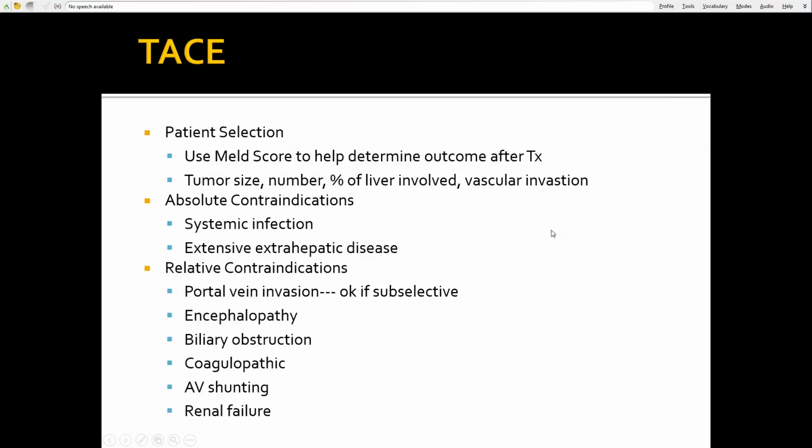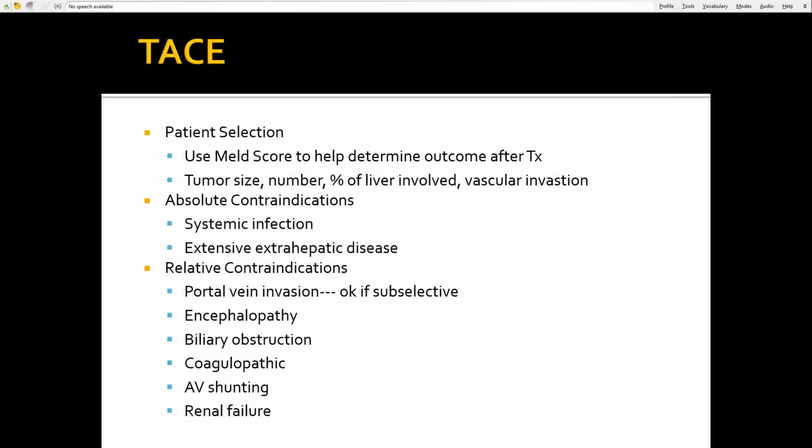In general, for patient selection, a MELD score, which we'll go through in a little bit, helps to determine how well a patient's going to do before and after, what their comorbidities are, the tumor size, the number involved. All these things have to be taken into account when you treat the patient.